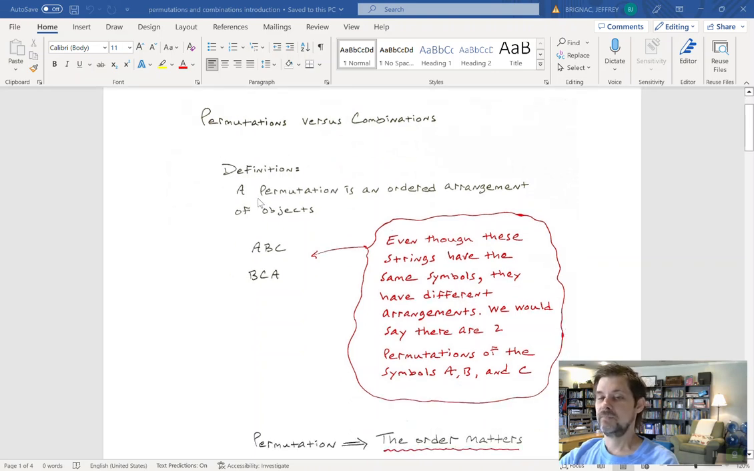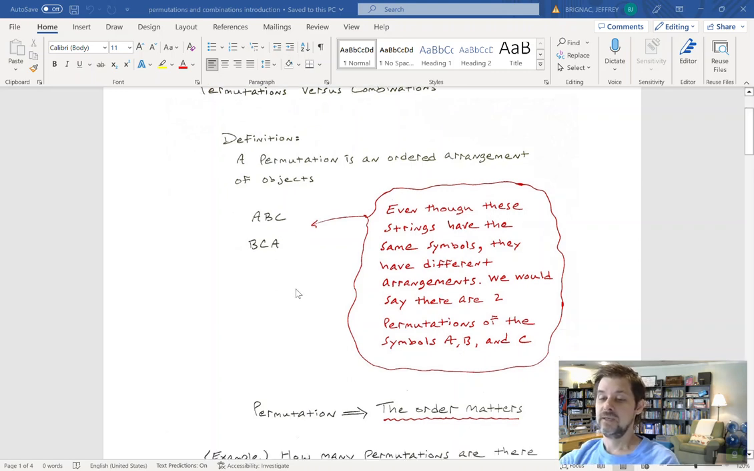A permutation is an ordered arrangement of objects. So here I've got the letters A, B, and C, but they're arranged in two different ways. Each of these strings has the same letters in it, A, B, and C, but the arrangement is different. What we would say in this case is that there are two permutations of the letters A, B, and C, because in permutations we have differentiation by order. Even though they have the same symbols, because the order is different, we would say there's two permutations.